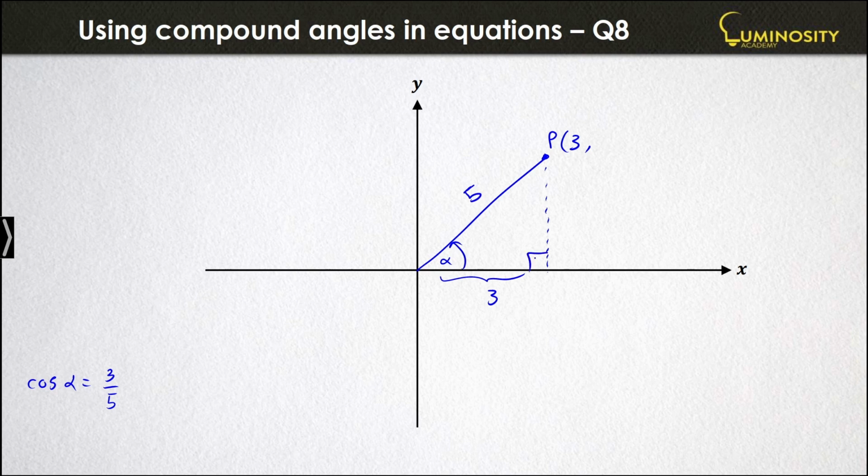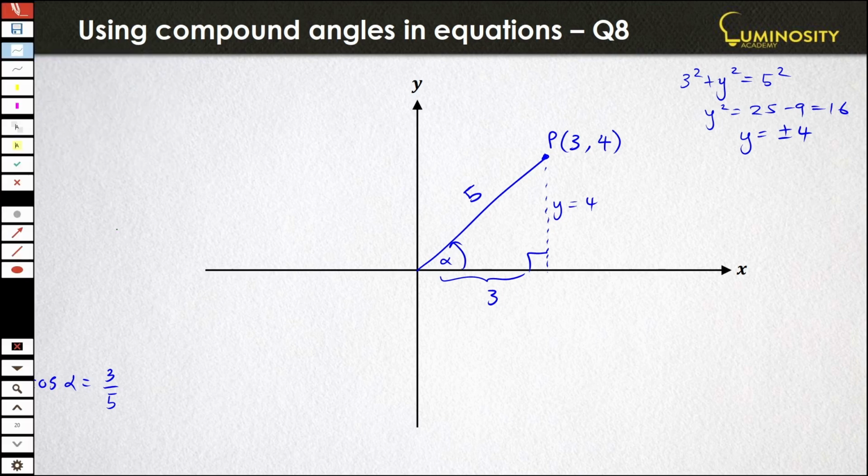So if I use the Pythagorean theorem to solve for this length here, let's call it y, then I have 3 squared plus y squared equals 5 squared. So y squared is equal to 25 minus 3 squared, which is 9. So I get 16. So y is equal to plus or minus 4. But because y is in the positive part in this quadrant, that coordinate is going to be (3, 4). So y equals positive 4.